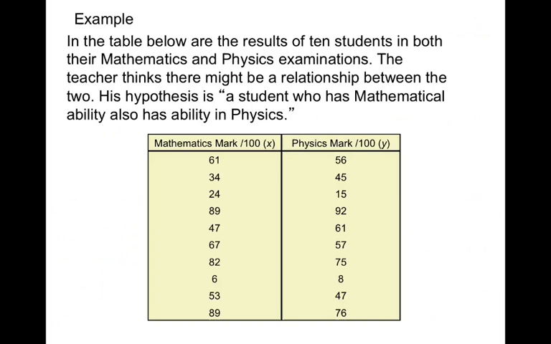We'll now look at using technology to do all of that with this example. In the table below are the results of 10 students in both their mathematics and physics examinations. The teacher thinks there might be a relationship between the two. His hypothesis is that a student who has ability in mathematics also has ability in physics. You might now want to look at the marks and see if you think there's any relationship.